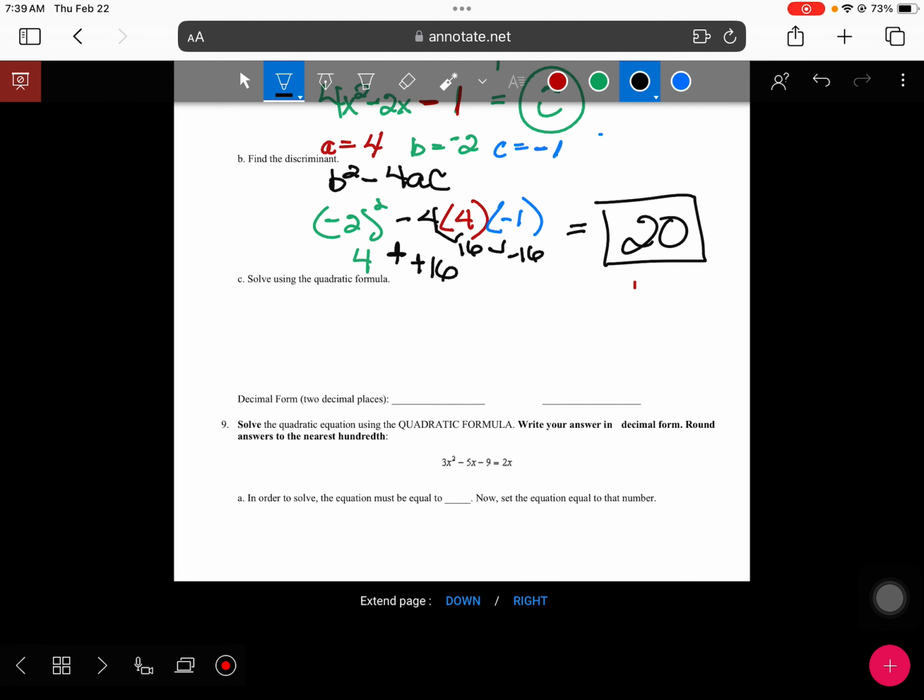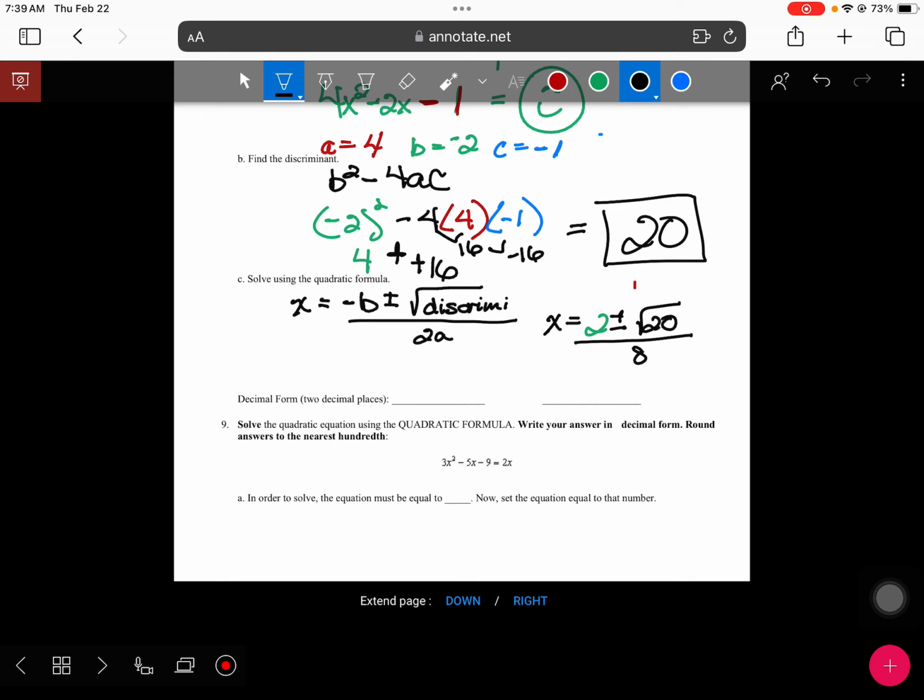Now I can use the quadratic formula. X equals opposite of B plus or minus square root of, I'm putting the discriminant in here because we already figured out what that was, all divided by 2a. So x equals opposite of b. B is -2, so the opposite is going to be +2 plus or minus the square root of 20, all divided by 2 times a. A is 4, 2 times 4 is 8.